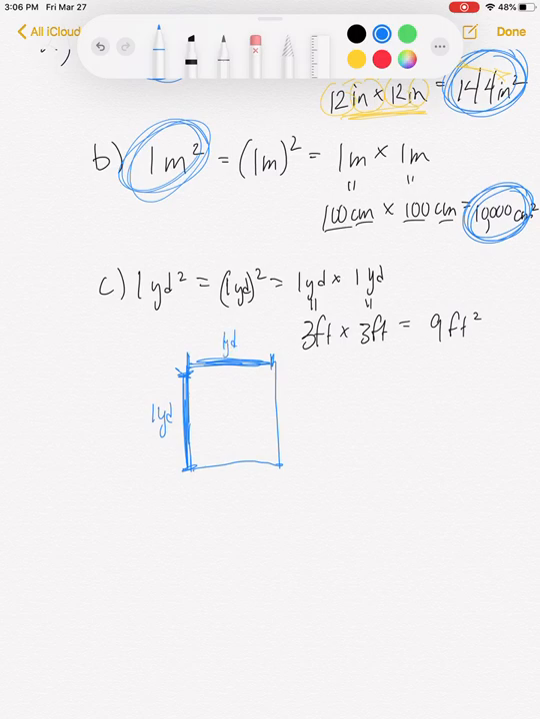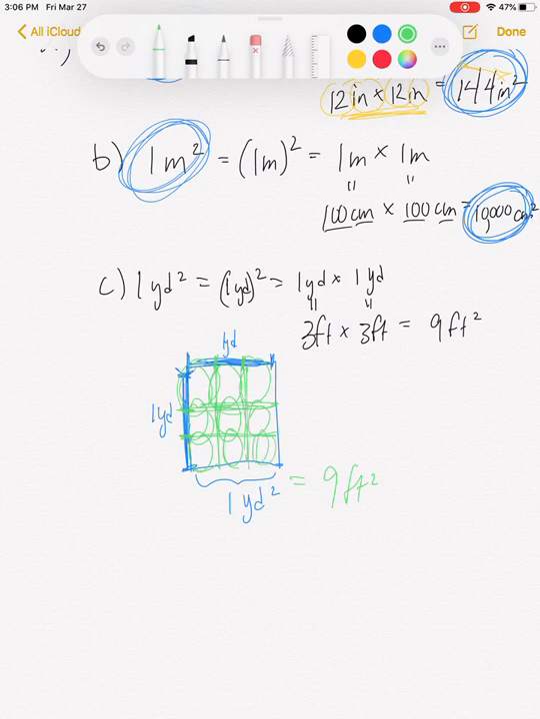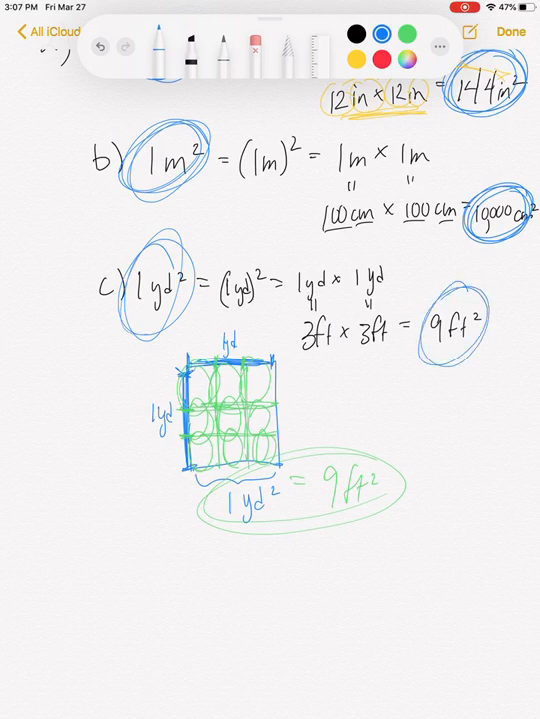Okay. Now I'm going to divide each of those yard distances into feet. Okay, so 3 parts. Okay, 3 parts. And I'm going to carry these 3 parts throughout this, down to the square, over to the right through the square. And notice that I have 1 yard squared here, which is the same as 9 feet squared. Okay, because you can see all 9 of them right here. 1, 2, 3, 4, 5, 6, 7, 8, 9. Okay, so this right here is a conversion factor. So 1 yard squared is equal to 9 feet squared.